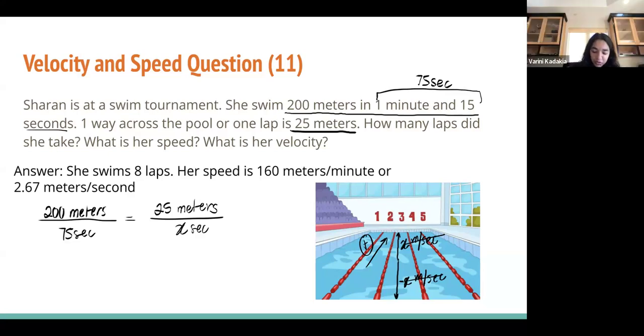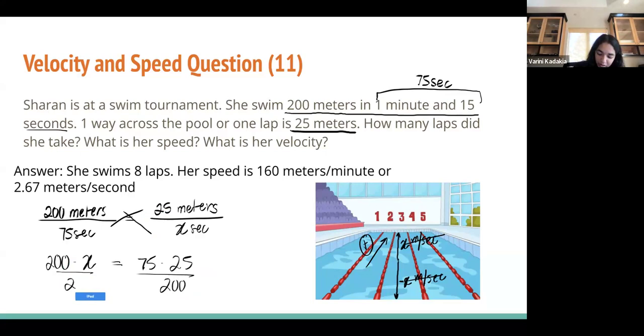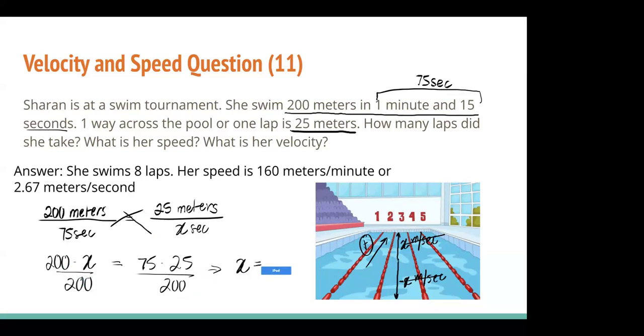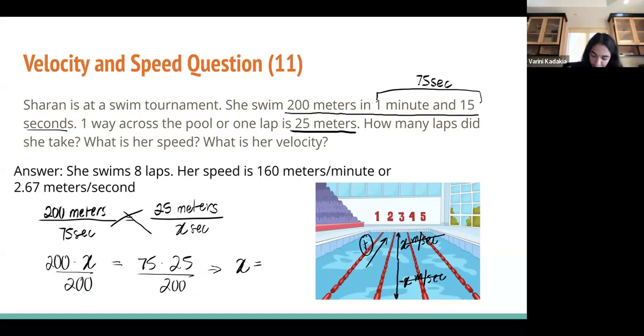So now let's cross multiply. So we're going to multiply 200 times x equals 75 times 25, and we're going to divide by 200 to get x alone. So we get x equals, this can be written as 2 times 100, so then 4, then it's 75 divided by 8.